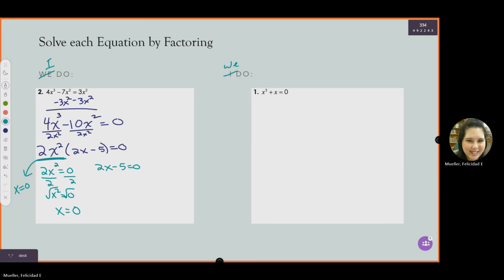For the second one, we're going to add 5 to both sides. We get 2x equals 5, divide by 2, and we get x equals 5 halves. So our answer here would be x equals 0 and 5 halves. I do believe that would be in a solution set.